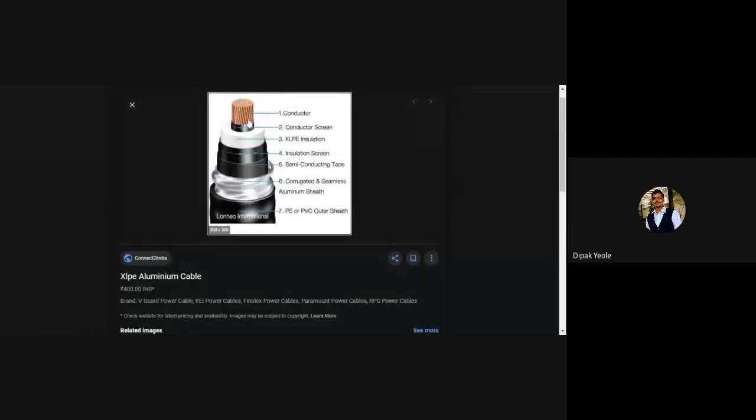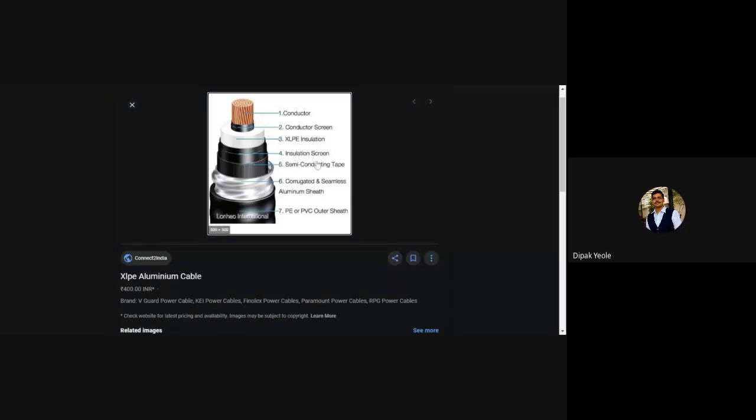We are using a conductor, our point of interest, from where we are passing the amount of current. This is the conductor screen surrounding the conductor. This is our point of interest, XLPE. So whenever we are using XLPE insulation, that is called an XLPE cable. So that point is clear to you.